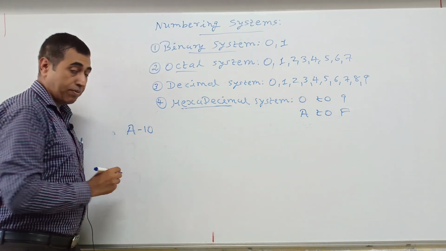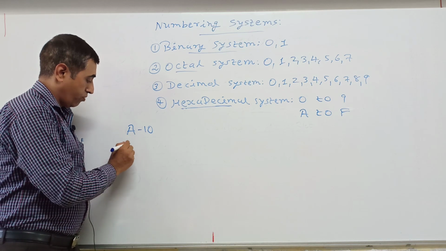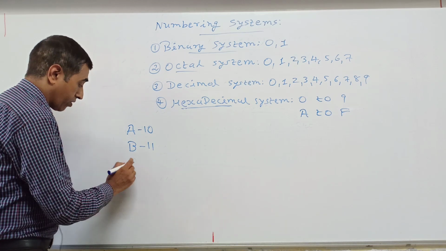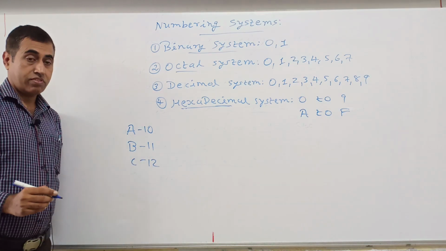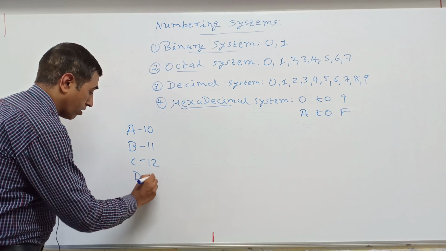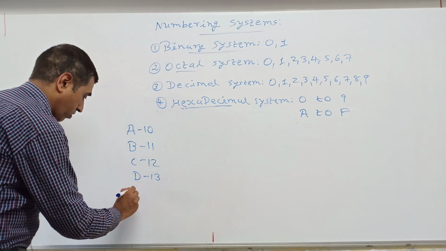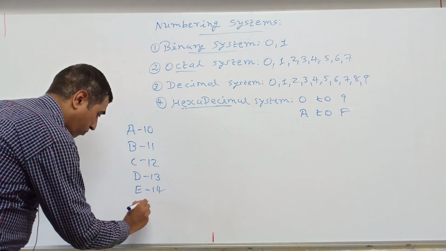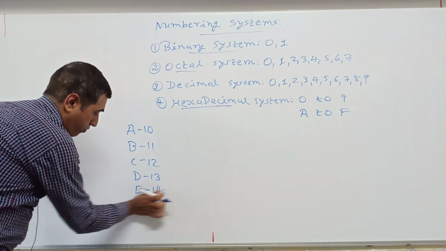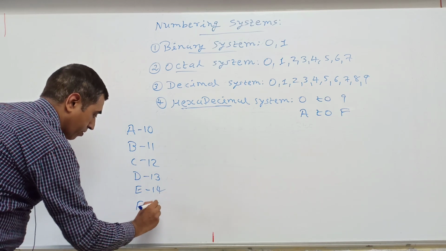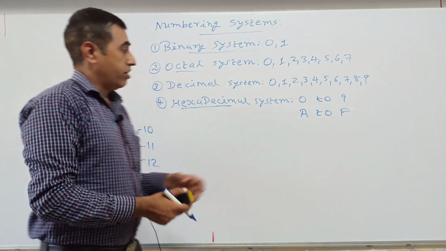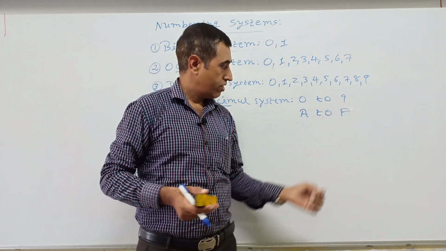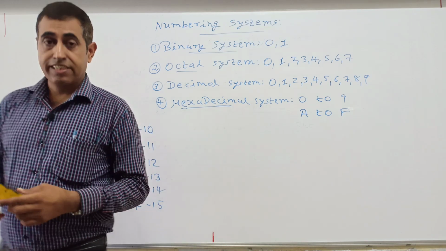A का मतलब होता है 10. Same way, if you want to write 11, then you have to write B. Same way, for 12, C, for 13, D, for 14, E, and for 15, F. So here, total 16 digits are there, starting from 0 to 9 and A to F. This is known as hexadecimal numbering system.